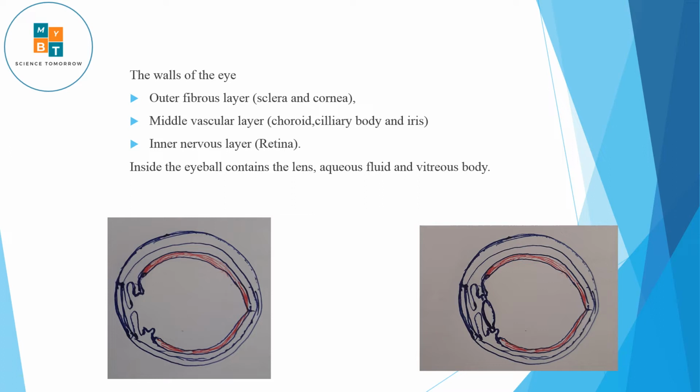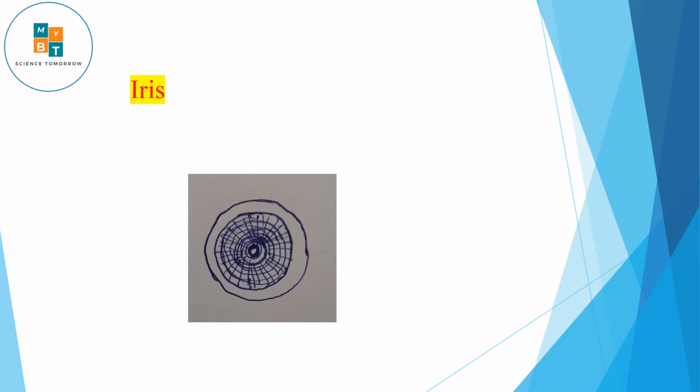And consider the sclera. The sclera is the place where the eye muscles are attached, so we can move the eye here and there, this side, that side. We have six eye muscles. Let's discuss further.